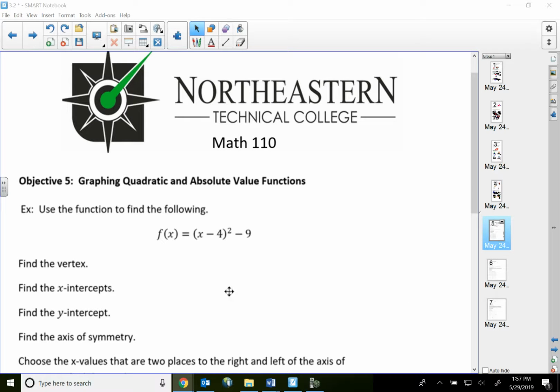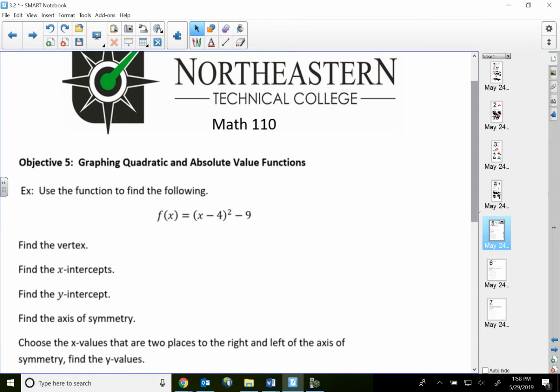In this lecture video, let's take a look at how we can graph the quadratic and absolute value functions. The reason I want to graph the absolute value functions is because they hold a lot of the same characteristics as the quadratic, so we will do that as a last problem here. All right, let us use everything we learned so far to graph our quadratic function and absolute value function.